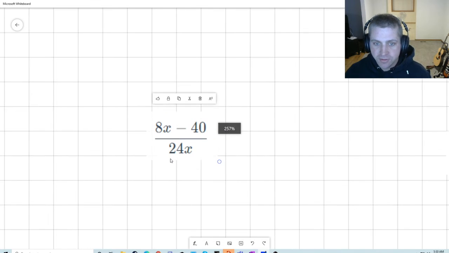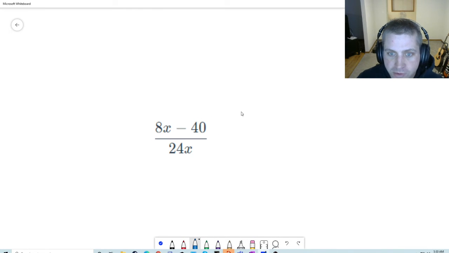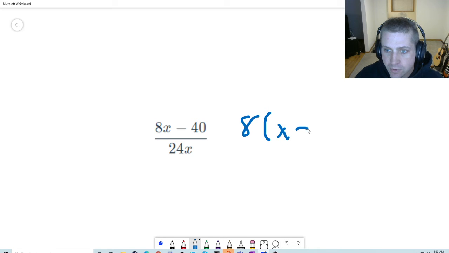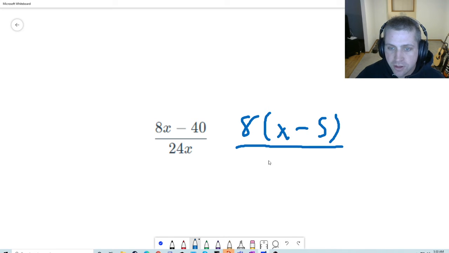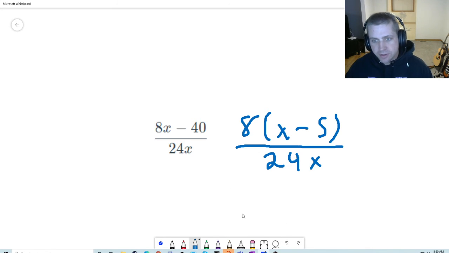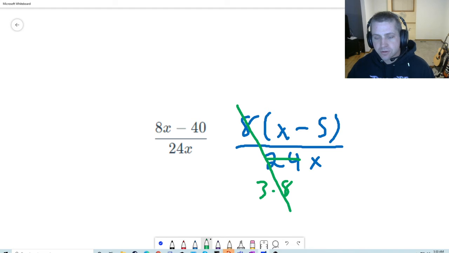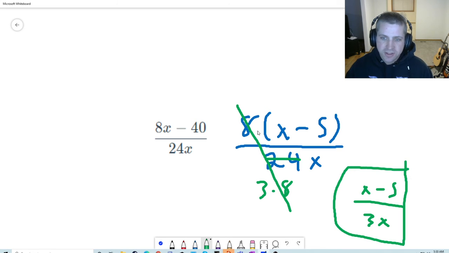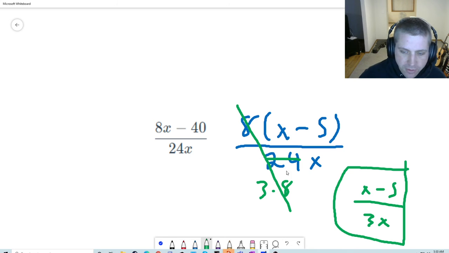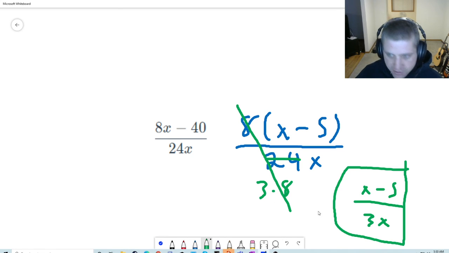The bottom one actually doesn't need to be factored. 24 times x is already a multiplication problem. So I can use my greatest common factor strategy. Divide that 8 out. You look and see if there's anything you can get rid of. Doesn't look like it off the top of your head, but remember 24 is 3 times 8. So you can actually simplify that 8 out. So we end up with x minus 5 over 3x. So that's tricky in the sense that you may not see that something could divide to 1 right away. But if you see a numerical fraction, you can simplify it.